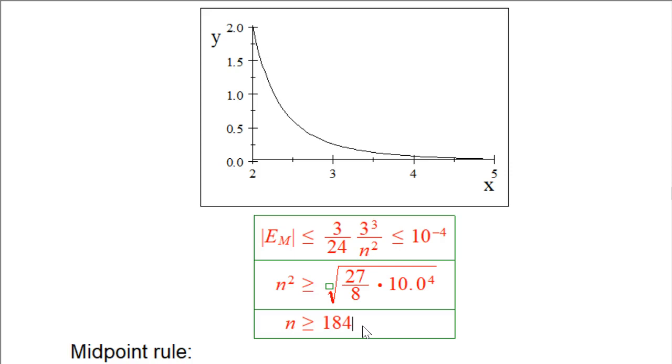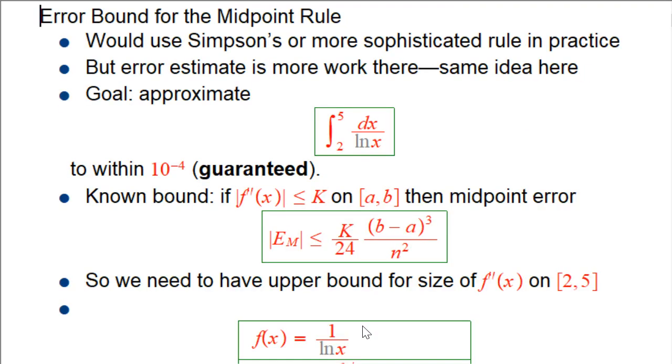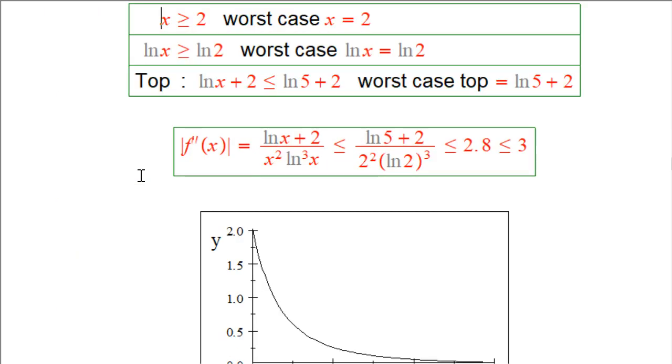So that's the first really big way station. It says, hey, here's how big n needs to be to absolutely guarantee that the midpoint approximation to this integral is going to be within 10 to the minus 4. That's cool. Then you could hand it off to somebody who actually does the midpoint rule, but let's go ahead and do that.